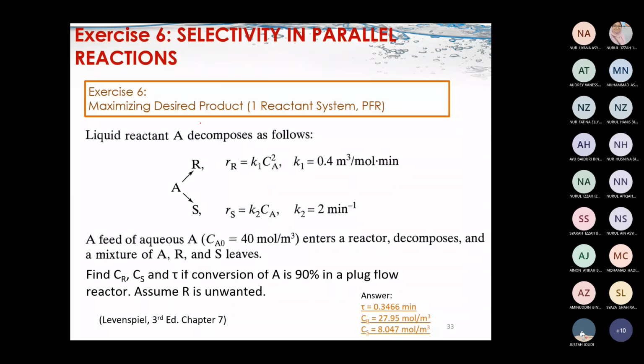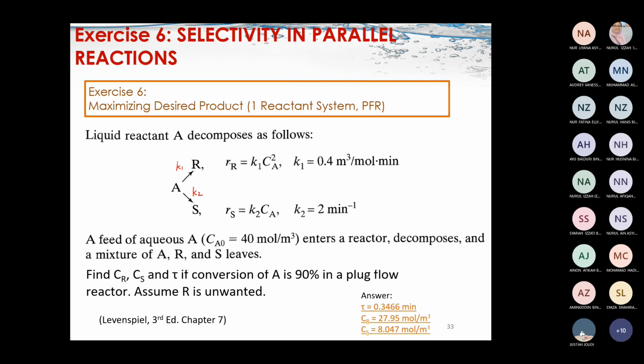Okay, alright. So liquid reactant A decompose as follows. Kalau tak faham, tanya je tau. Jangan malu-malu, sebab kita in a learning process. Alright, so A to R, A to S. So it is given this rate of reactions. Okay, this is for K1, and this is for K2.